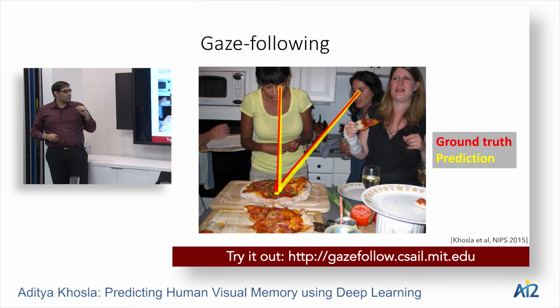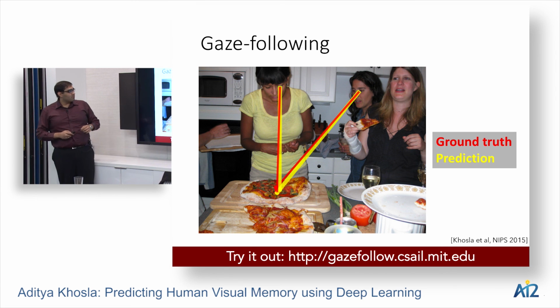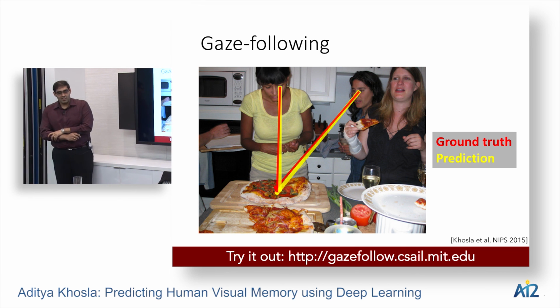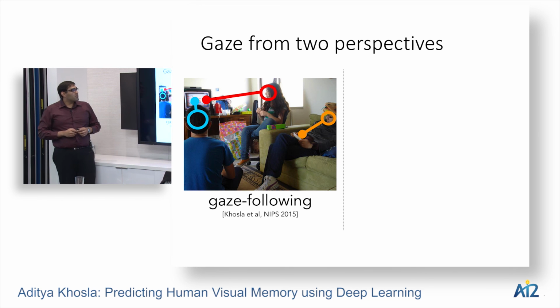Here's another example. People like looking at pizza and food, and the algorithm is actually able to do pretty well. It's not yet at human level performance, but it's able to do a pretty good job at predicting where people are looking. The other perspective that I've looked at this problem from is the perspective of the device.